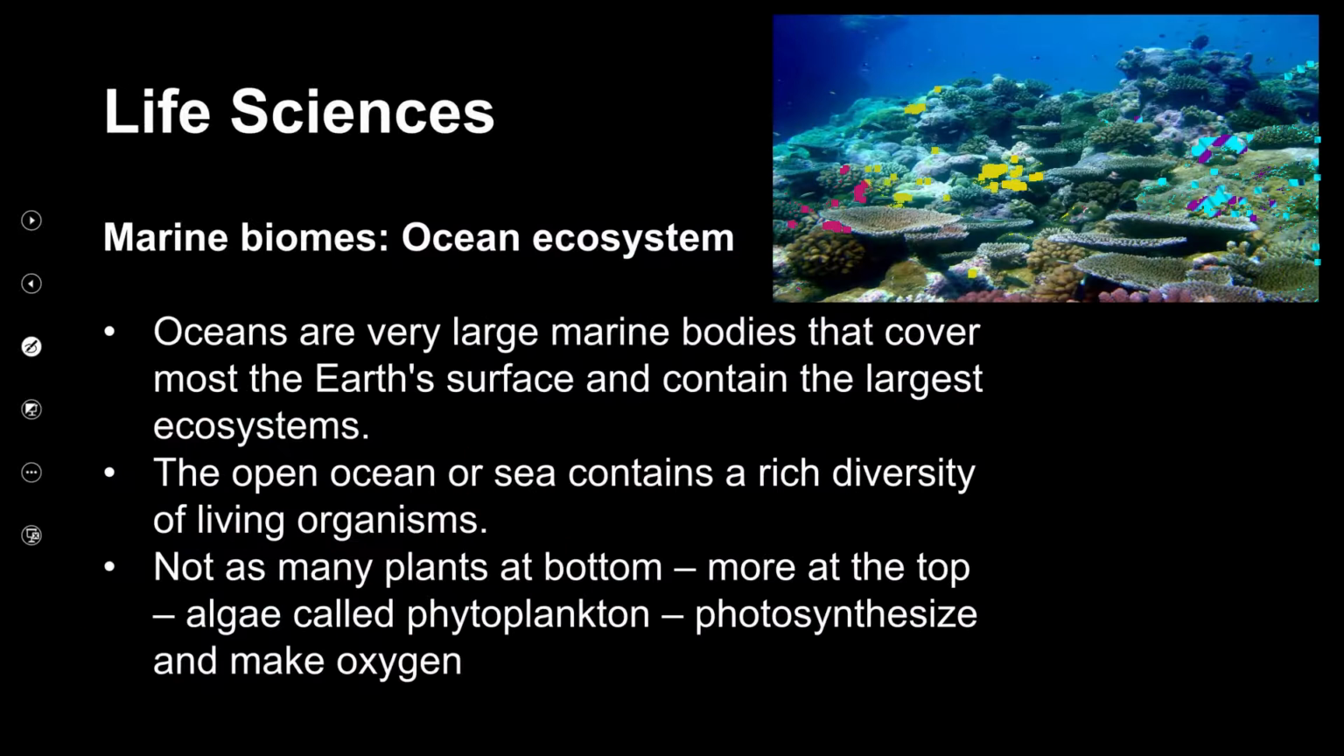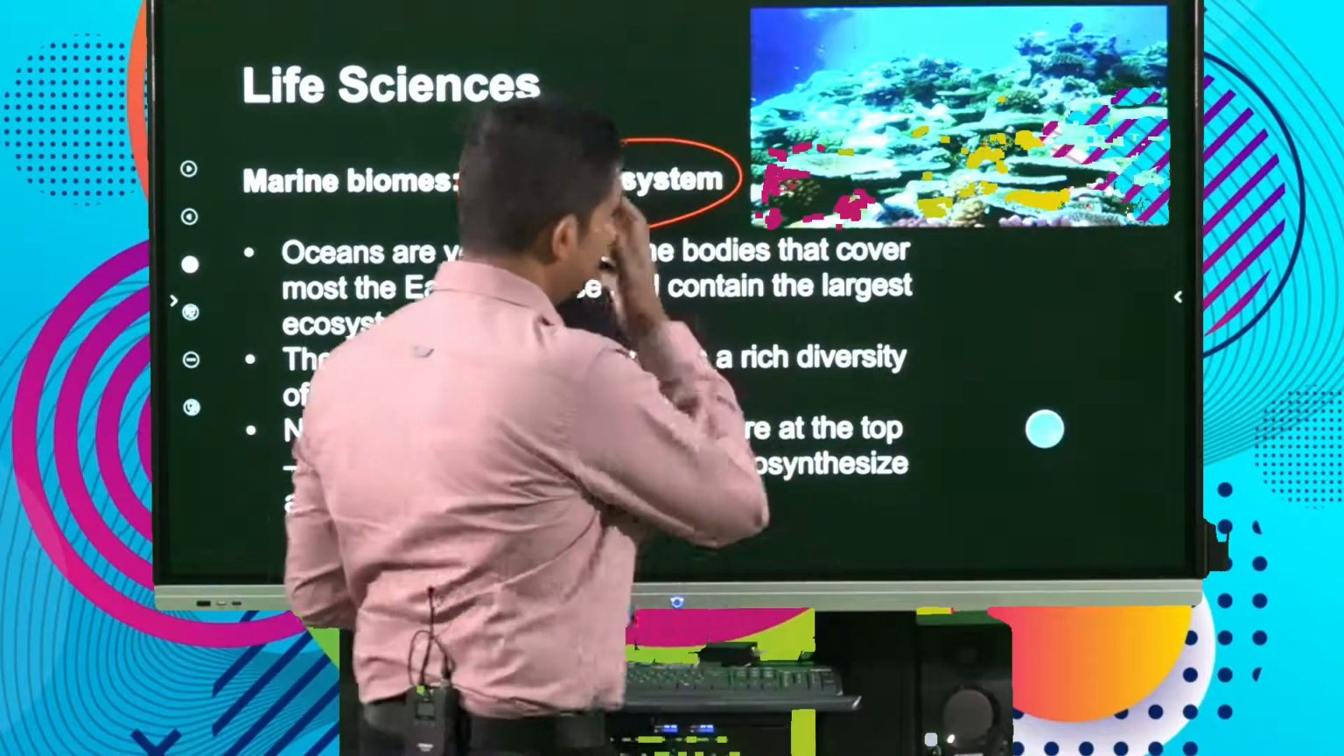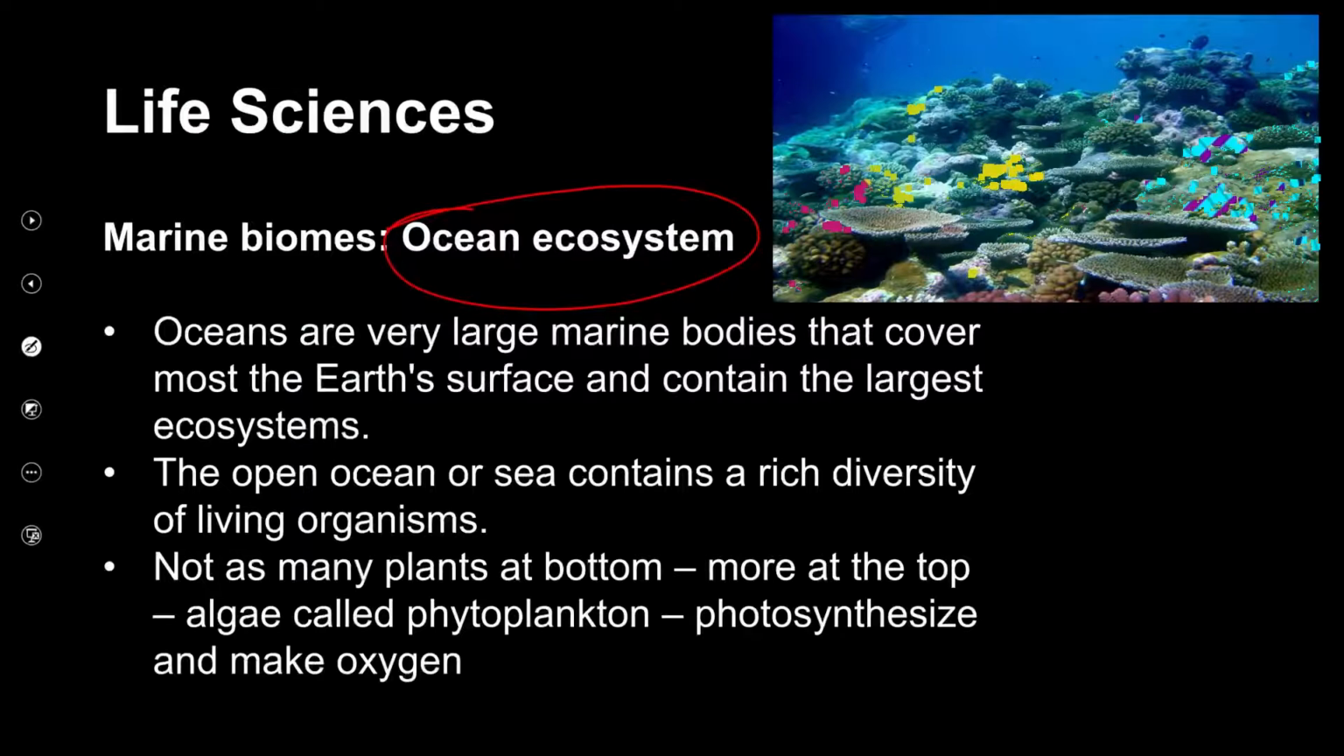The next biome we're looking at is your ocean ecosystems. And guys, these refer to your open ocean ecosystems. A beautiful image showing you the diversity of coral and the diversity of your fish, your larger and your smaller fish in these areas. So these are often very large marine bodies that cover most of the Earth's surface and contain the largest of the ecosystems. So most of our areas away from the shorelines form part of your deep ocean systems.